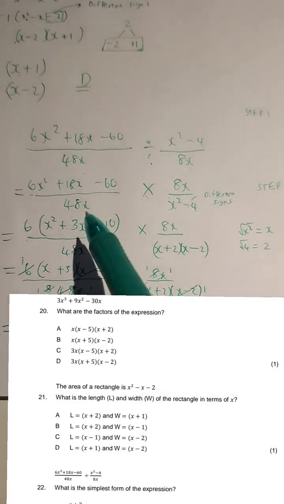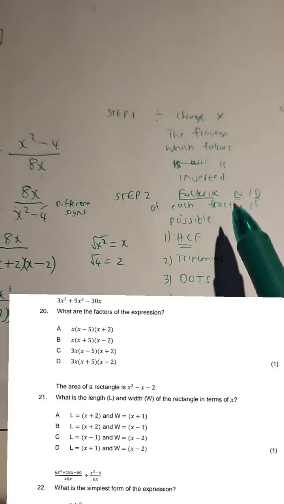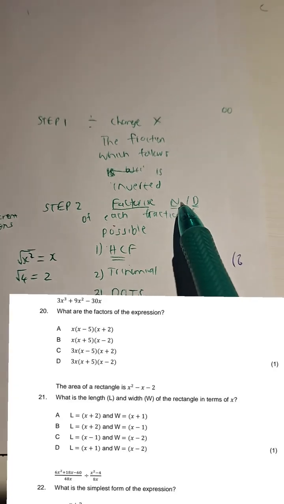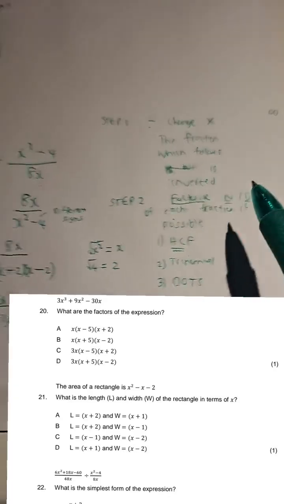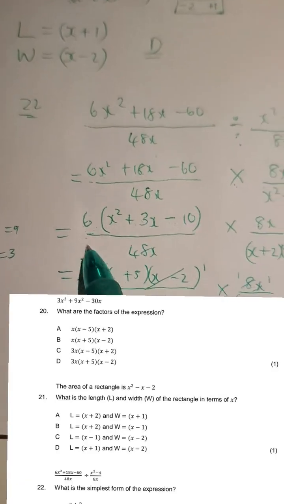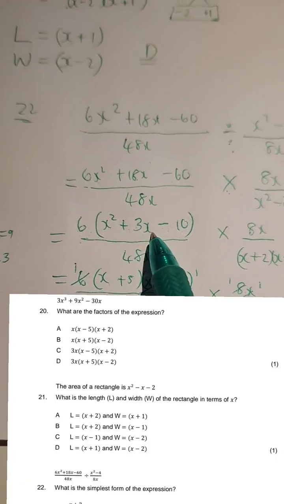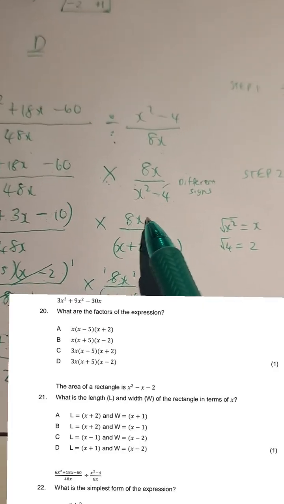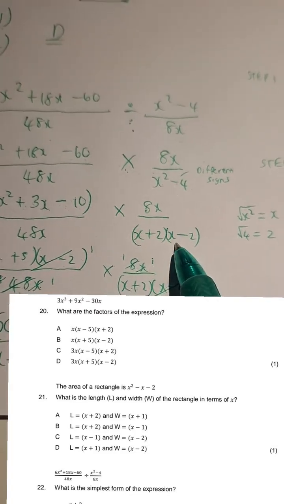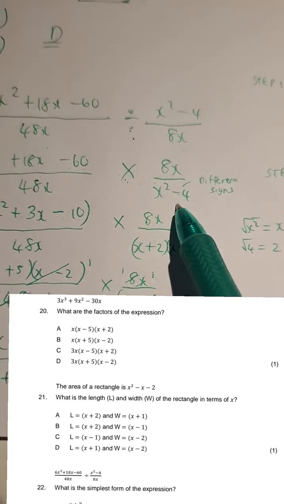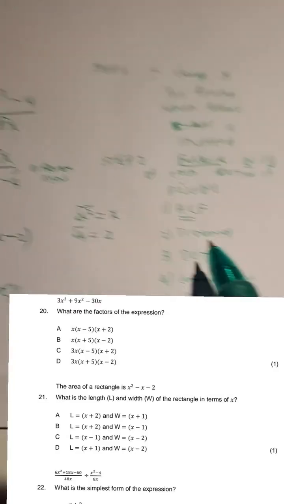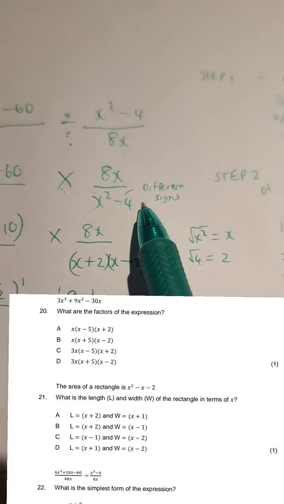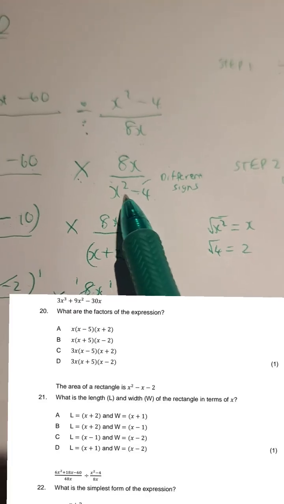After that, we factorize. We do what? After changing the sign and flipping the fraction, step number 2, we factorize, if possible, the numerator and the denominator. We saw that here in the numerator, we can factorize. We can take out the highest common factor first. Here in the denominator, we leave 48x. Here in this numerator, we leave 8x. Here in this denominator, we can factorize x squared minus 4, because this is what we call factorization called difference of two squares, because x squared is a perfect square, 4 is a perfect square, minus is the difference.